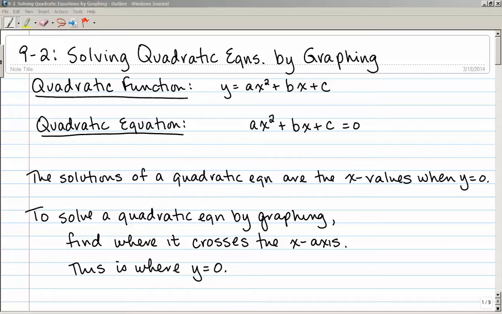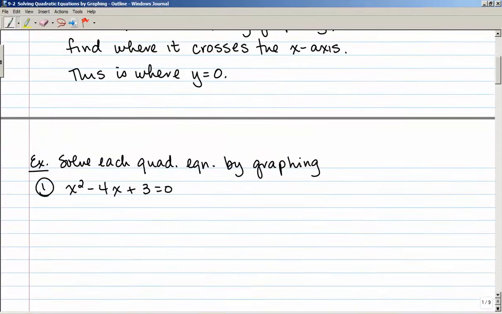So the solutions of this quadratic equation, where it equals 0, are the x values when y equals 0. What is x when y equals 0? And those are going to be the solutions. So to solve this equation by graphing, we're going to graph it and find where it crosses the x-axis. Because at those points, that's where y equals 0. So let's take a look at a couple examples here.